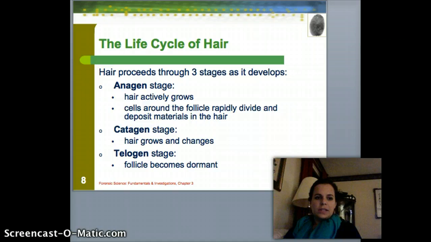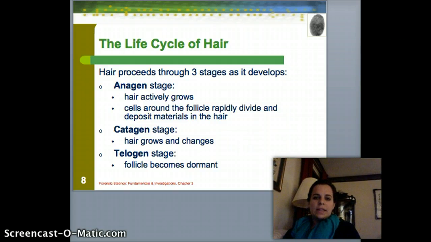Hair has three stages in its life cycle. It is the anagen stage, where the hair is actively growing. That's the first stage. And so the cells in the follicle are going to rapidly divide. Remember, that's the part in the skin where the hair grows from. And they'll deposit materials in the hair. So if you are doing drugs, that will get deposited in your hair that way.